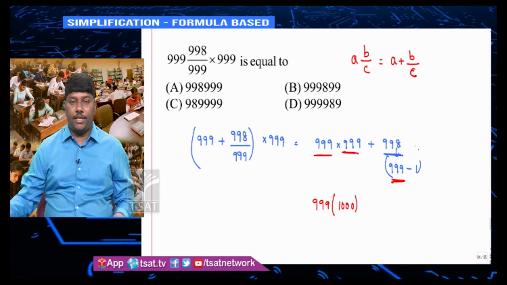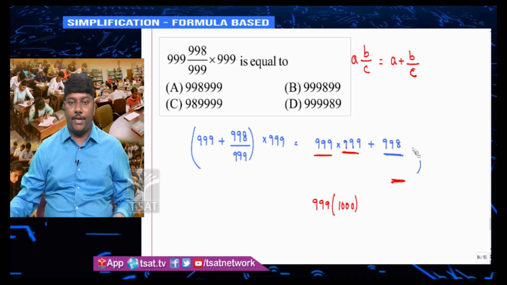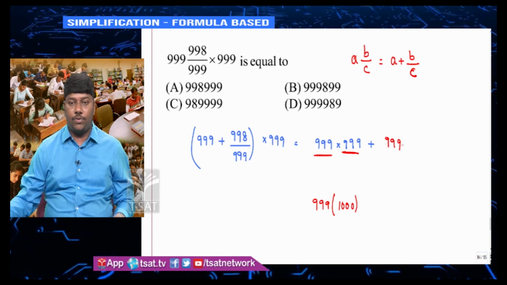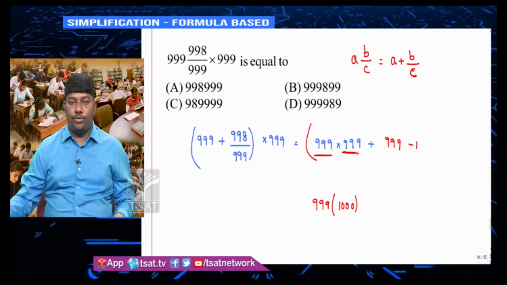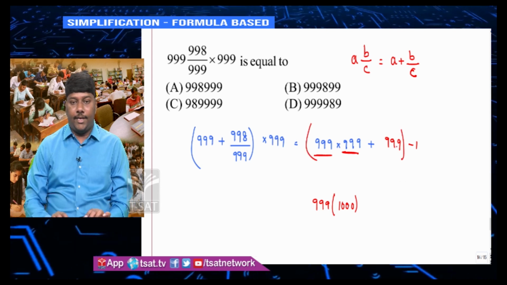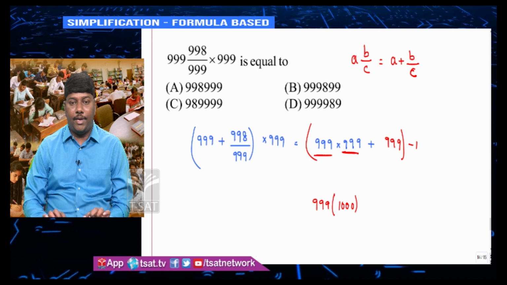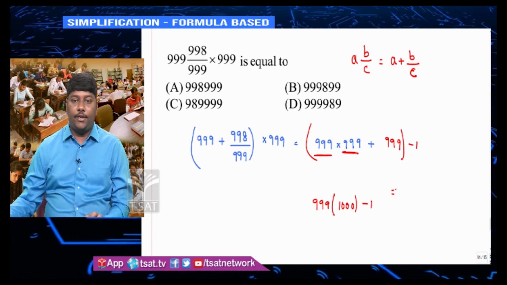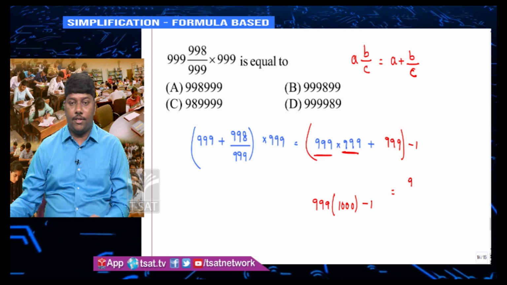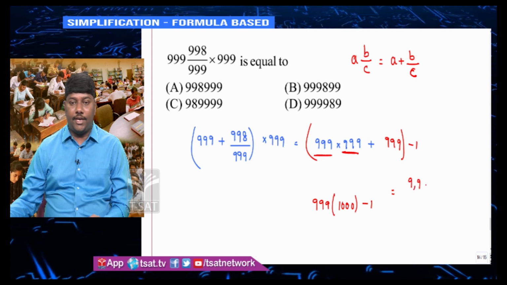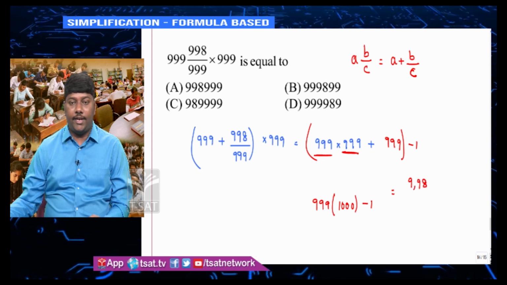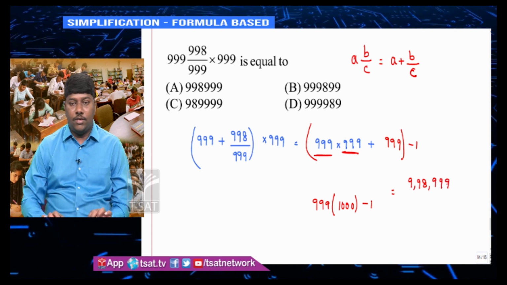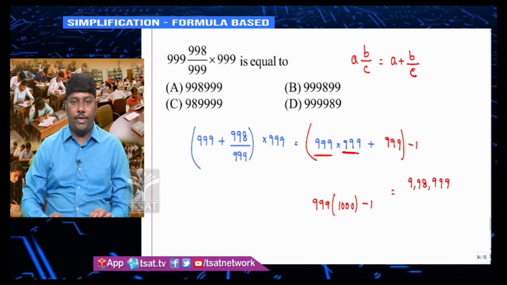Then you will be left with minus 1. So instead of this, what am I writing? Instead of 998 I am writing 999 minus 1. So from the first two I am taking the common of 999. So I am going to get 999 plus 1, that is 1000, then minus 1. So what is 999 into 1000? 9,99,000. From this you take out 1, it will be 9,98,999. So this is a normal way of doing it, but how do we do it simply?